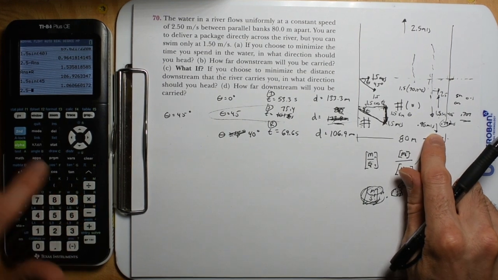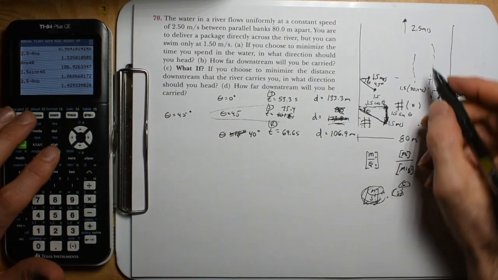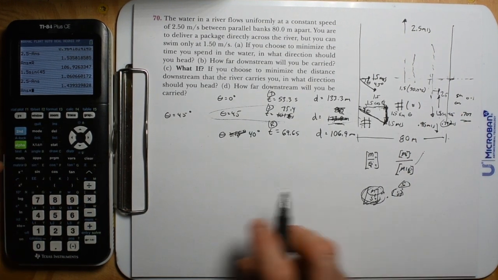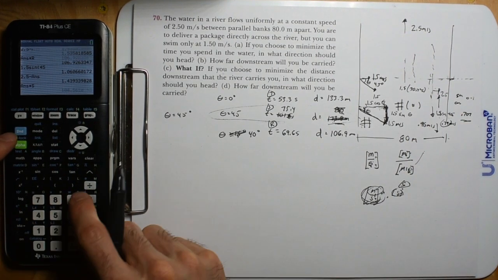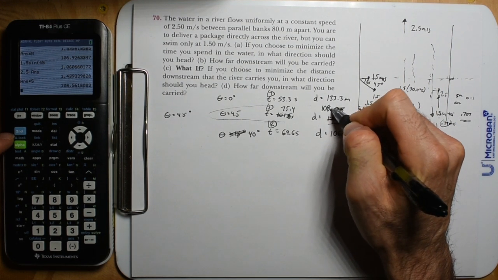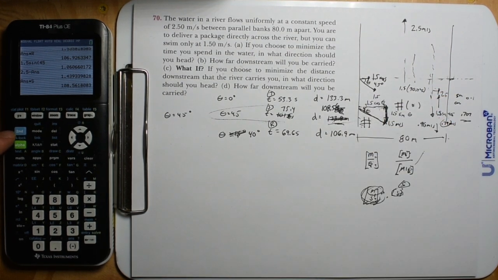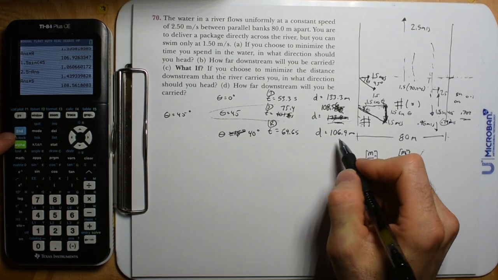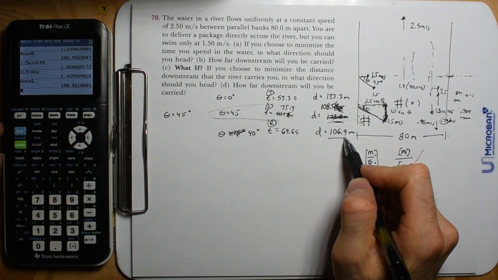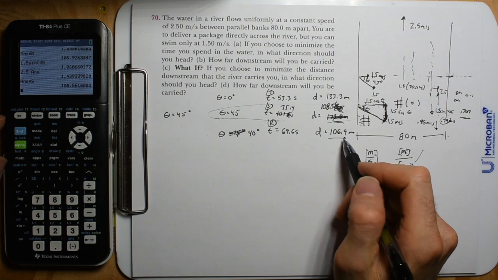And then 2.5 minus that. So now our downstream velocity is 1.4. And then we're going to multiply by alpha s. So this one should have been 108.56, and then we reduced our angle, and we got 106.9.